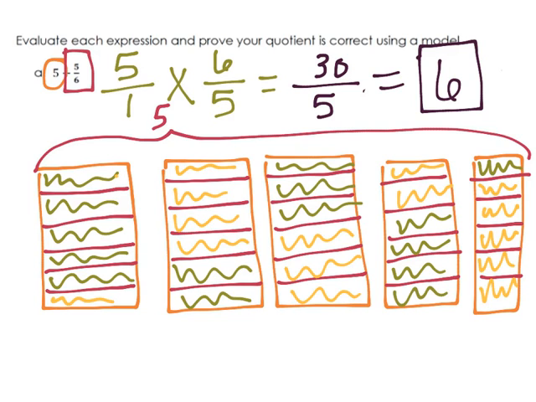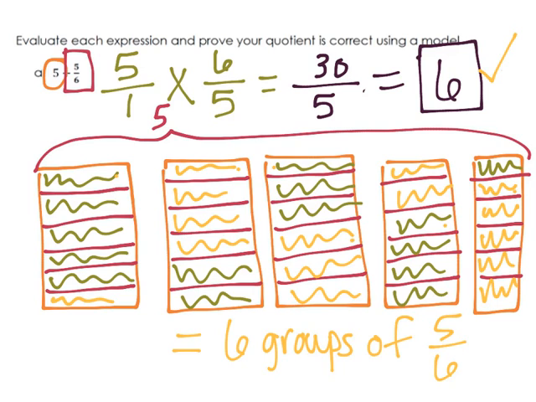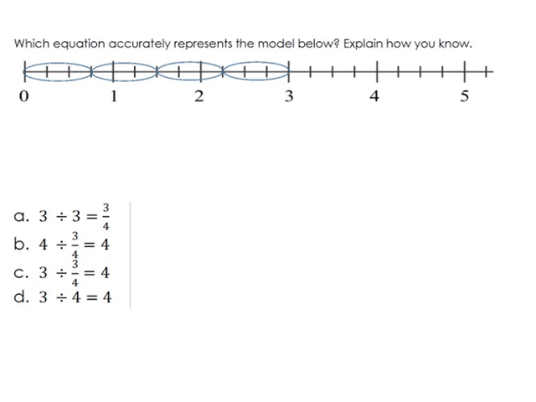So I see that I have one group, a second group, a third group, a fourth group, a fifth group, and a sixth group. So this proves to me, using this tape diagram, that there are 6 groups of 5/6. That matches my quotient above, so I have proved that my answer, my quotient, is correct.